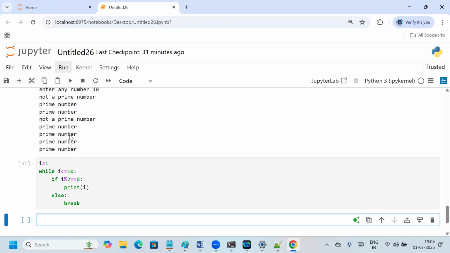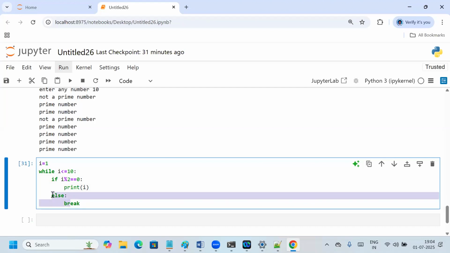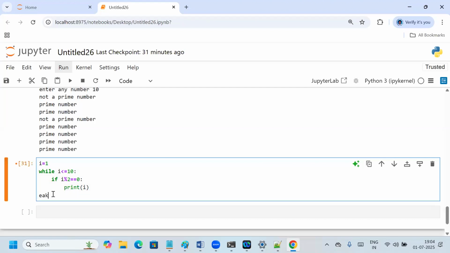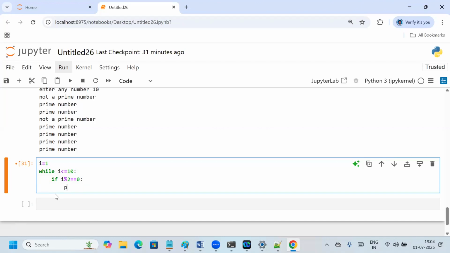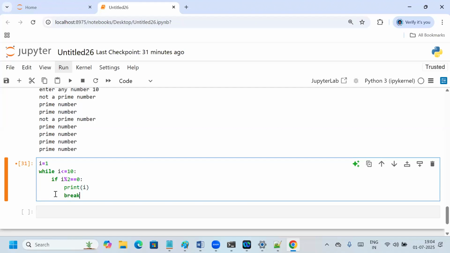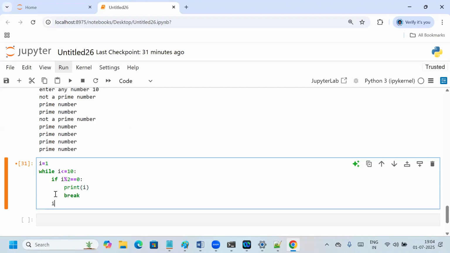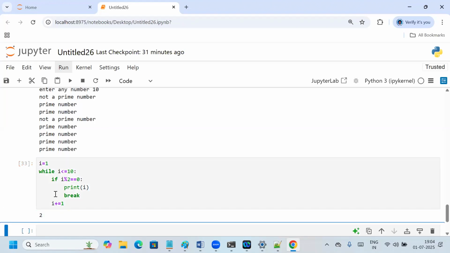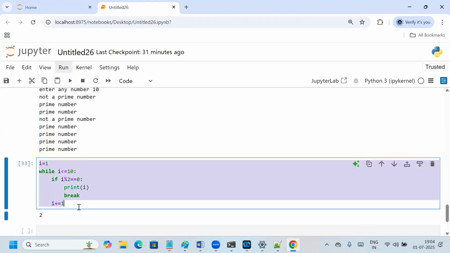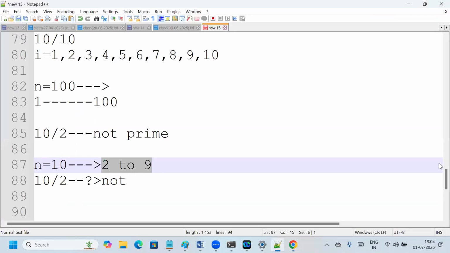What will it do, guys? Is it correct code, guys? So what I will do, I will write here print i, and I will write here a break, and I have to increase the value of i. Fine. Now, why is it printing only 2, guys? Analyze this code, guys. See, understand how exactly the break is working.